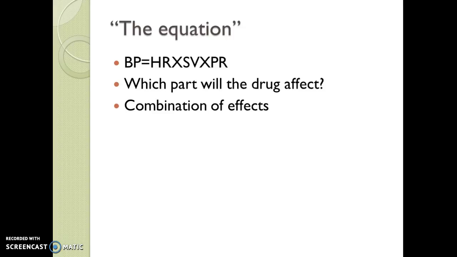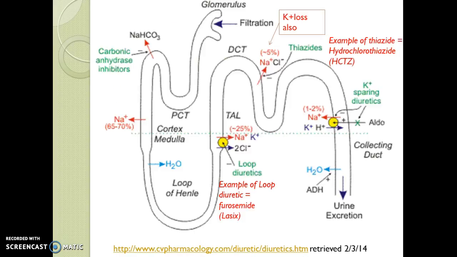If we can reduce heart rate, we will reduce the blood pressure. If we do reduce stroke volume, we reduce the pressure. If we reduce peripheral resistance, or decrease the vascular tone and increase vasodilation, then we can decrease the blood pressure.